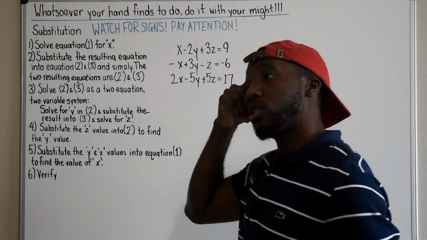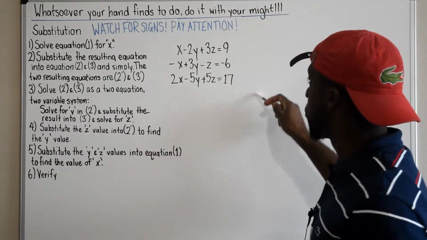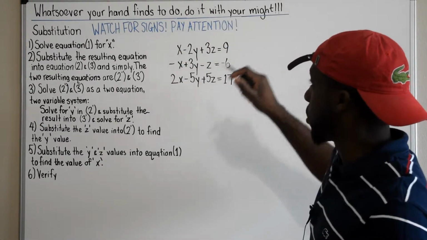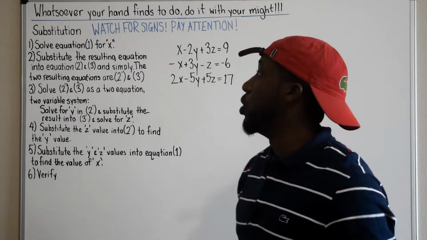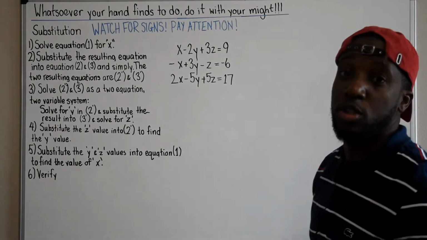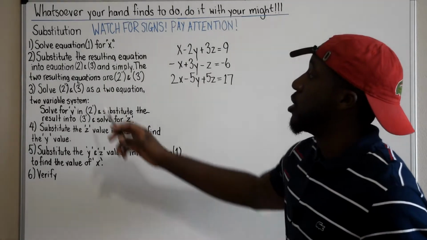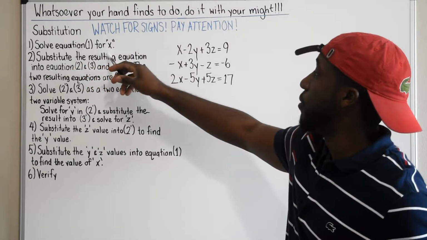So let's get it. All right, so this is our system right here. This is our system. Okay, so we're going to solve it via substitution. So we're going to solve equation 1 for x.